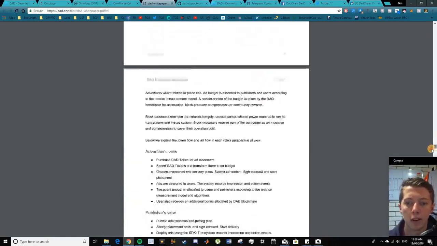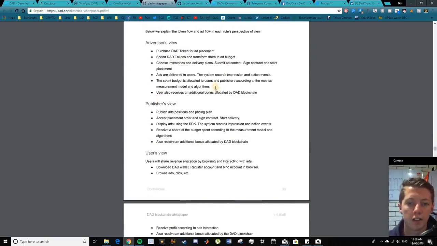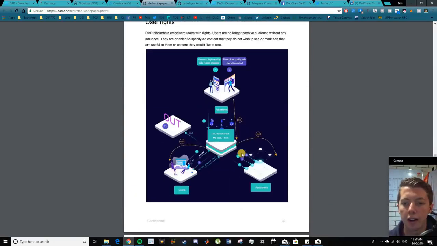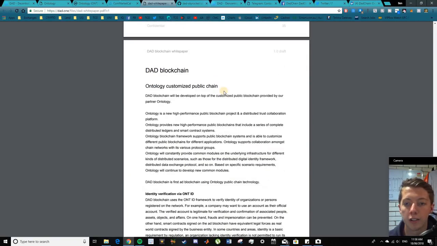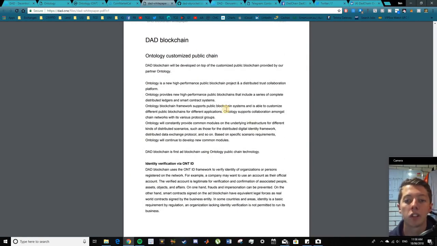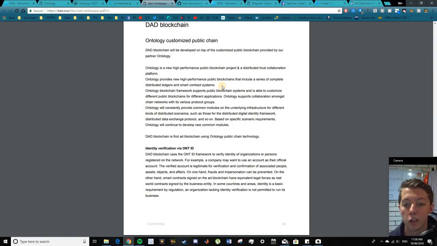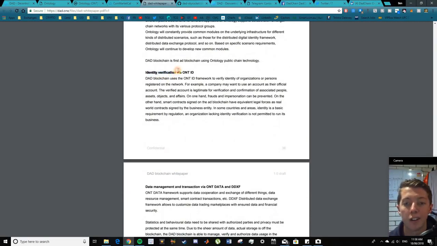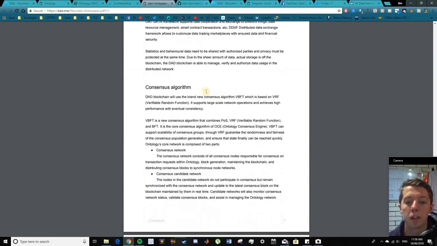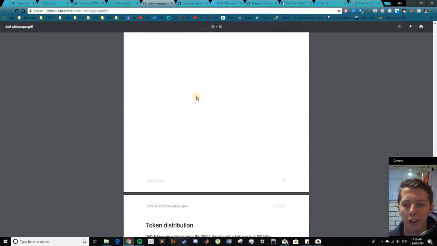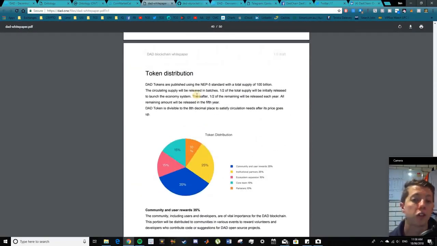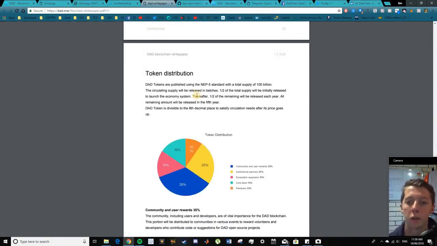They talk a little bit more about the economy here, so the advertiser viewing, publishers, users, etc. Some of the user rights, reporting, content, all that sort of thing in the advertising space. Now, talking about the blockchain as well here, so the DAD blockchain will be developed on top of their partner Ontology. They talk about some of the benefits of Ontology here, such as the identity verification, the data management, then they move on to talk about the consensus algorithm, etc., the ad tracking and verification, and now the token distribution. So I will cover this for you guys because this is pretty interesting.